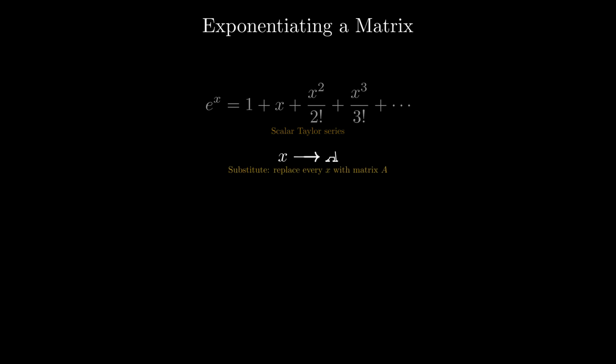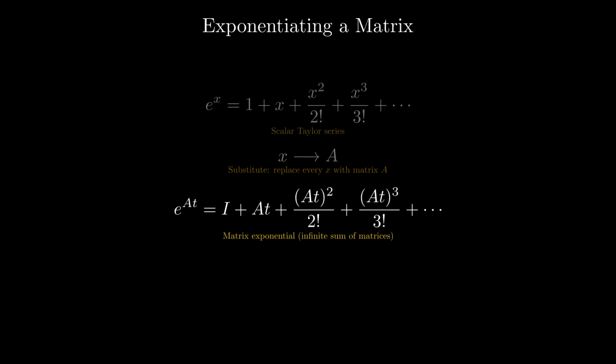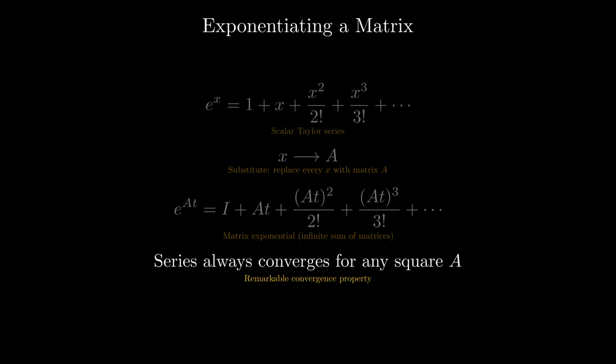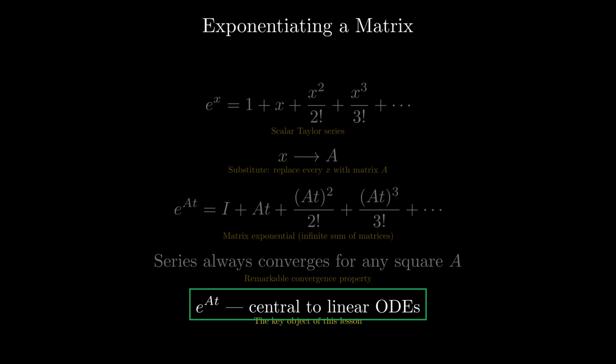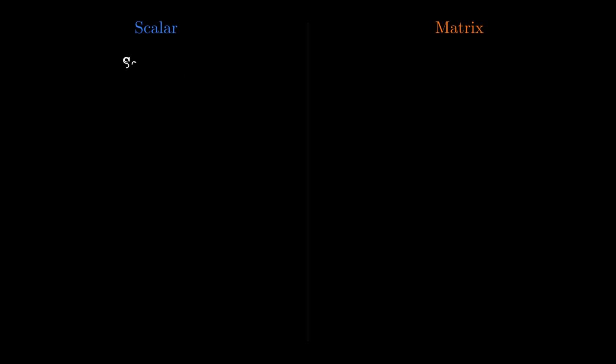What does e raised to a matrix even mean? Well, take the Taylor series for e to the x, replace every x with a matrix A, and you get an infinite sum of matrices. Remarkably, that sum always converges, and it's the single most important object in linear differential equations, the matrix exponential, e to the At. Let's start where we can see it clearly, the scalar case.